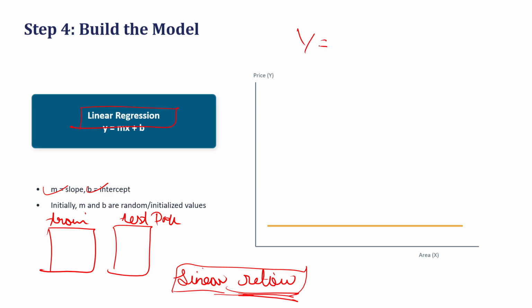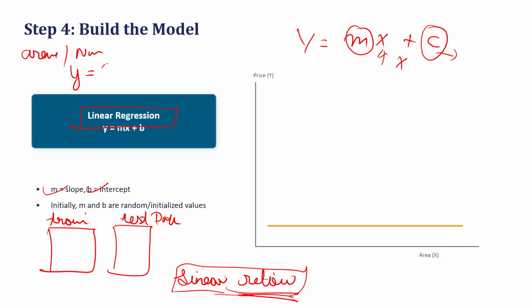So the linear regression equation is y equals mx plus c. Why only one m and one c, which is a constant value or intercept? Because there is only one input. If you have multiple inputs, let's say area and number of bedrooms are also there, then you might have m1x1 plus m2x2 plus c, because you have two input features. So you have two variables which need to be adjusted during training. Okay, so you assume the model.